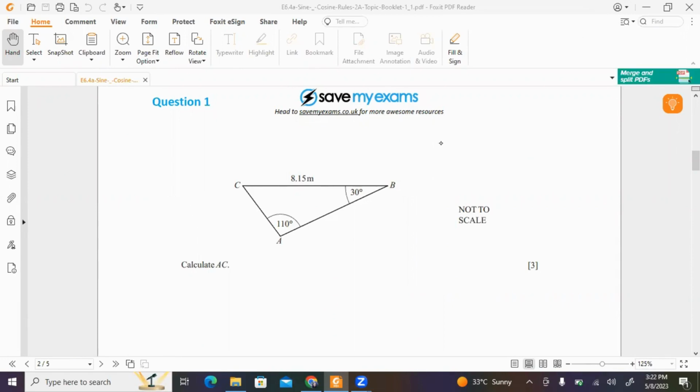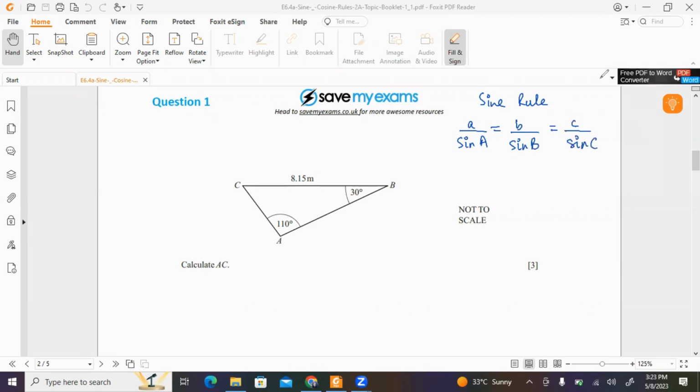So we're going to begin with first understanding what the sine and cosine rule are and in which type of shapes they are used. If we start with the sine rule, it basically has a formula of a over sine of angle A equals b over sine of angle B equals c over sine of angle C.